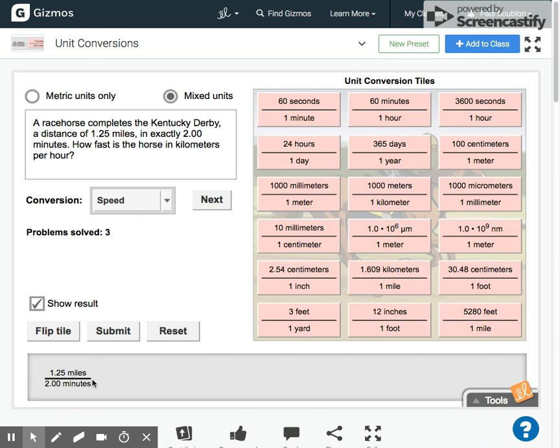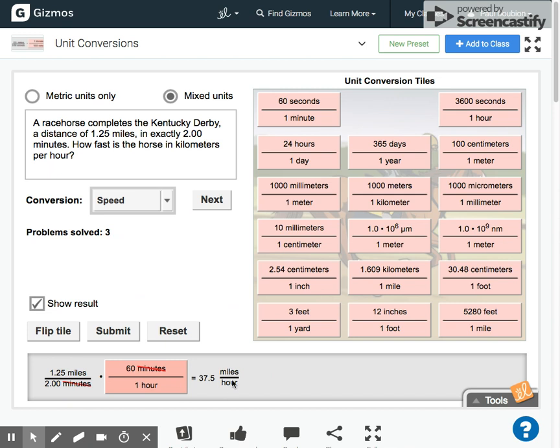Now, to convert this, we want to get rid of the miles, cancel those out, convert them to kilometers, and the minutes we want to convert to hours. You guys may know that 60 minutes are in an hour. Okay, so you could have 60 minutes on top and 1 hour on the bottom. And here's that tile. And there you go. Minutes cancels out.